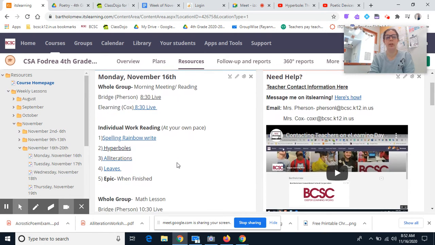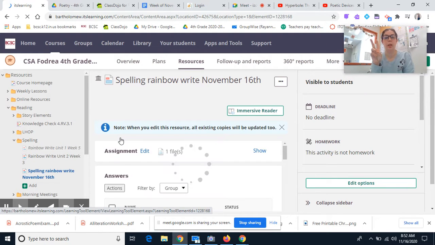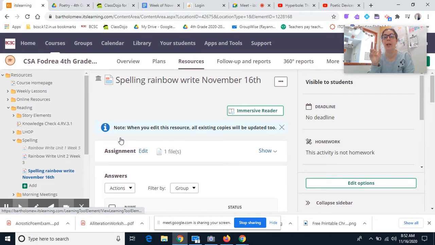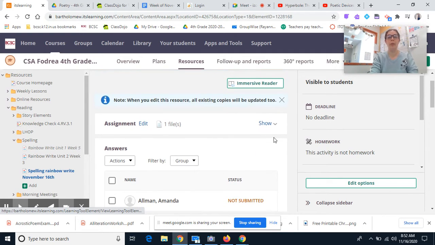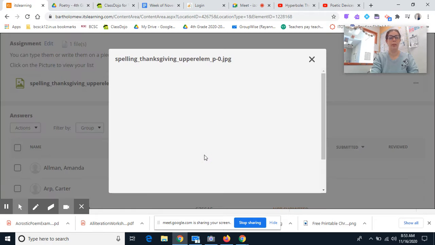These are the things you're going to be working on today. Today we have a spelling rainbow write. When it is time for you to do that, you're going to click on that, and you have two different options. You can either type it out in different colors and send it to me, or you can do it on paper and write it out in different colors. And then how you would submit that is, well, first let me pull up the list so you can look.